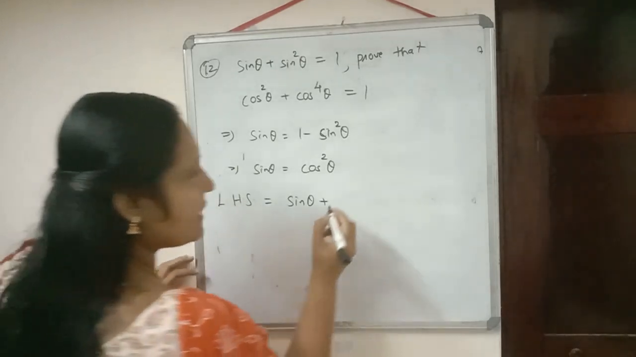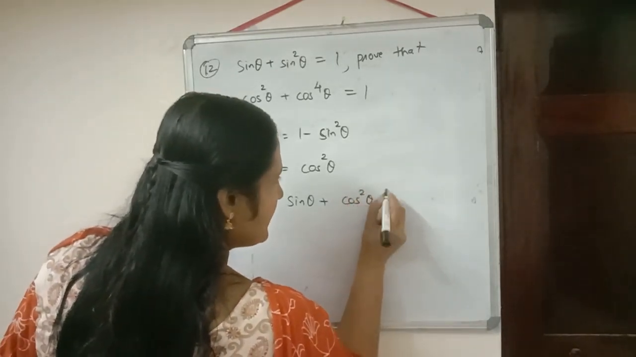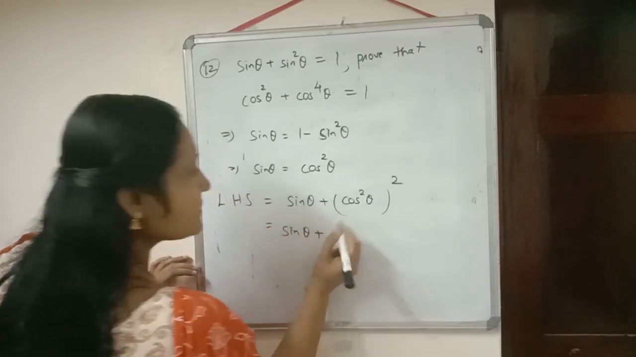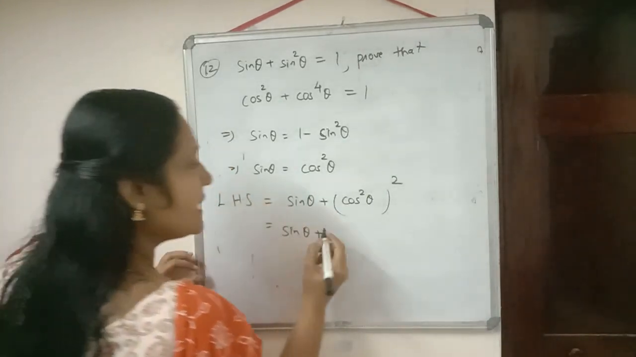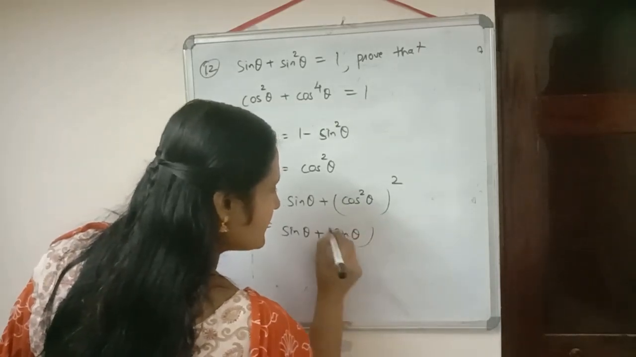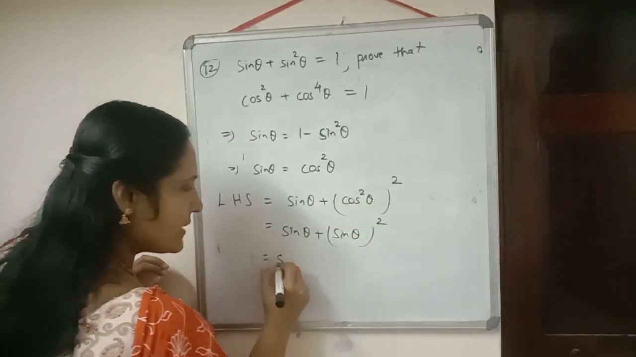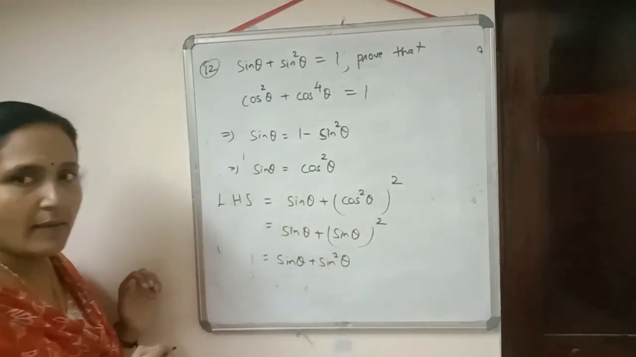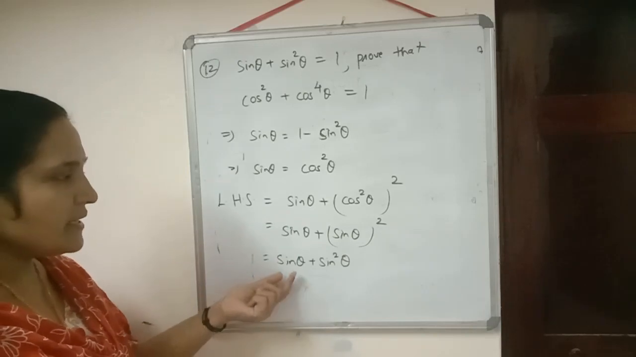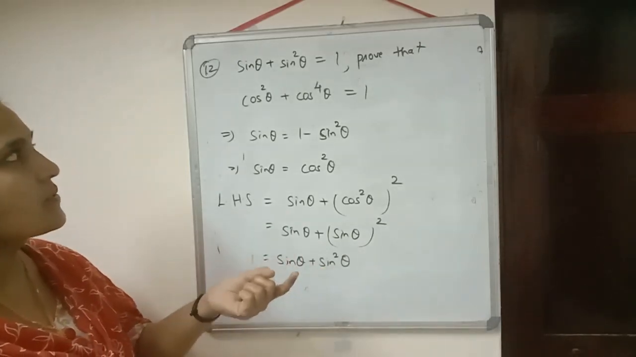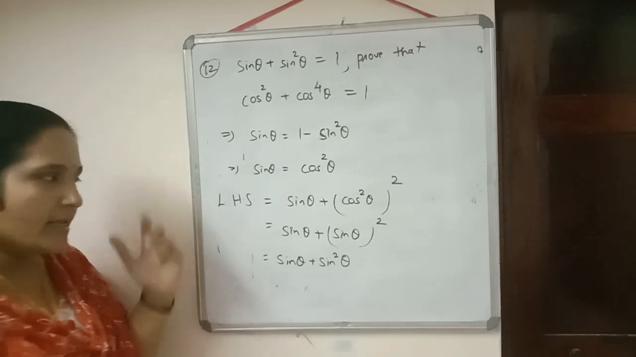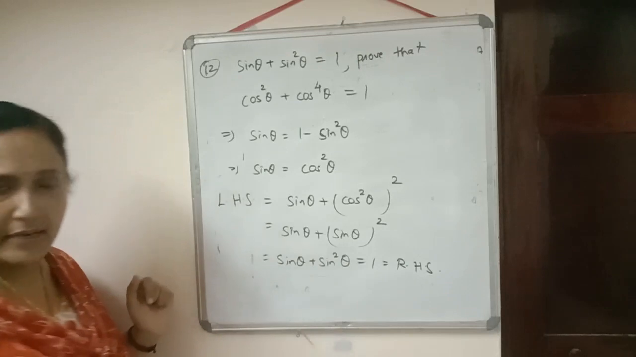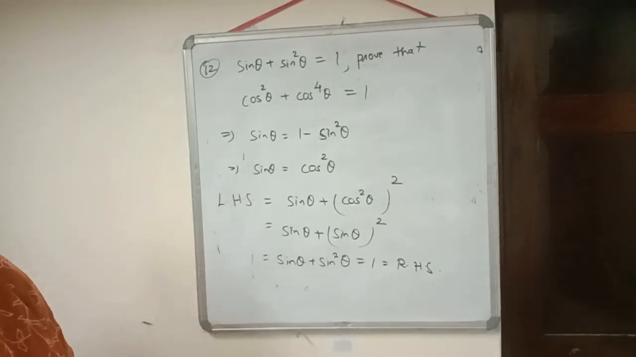Cos raised to 4 theta, how we can rewrite? It can be written as cos square theta the whole square. And what is cos square theta? Cos square theta is sin theta. So we can write here sin theta the whole square. As we know, sin theta the whole square means that is sin square theta. So after simplification, we are getting here sin theta plus sin square theta. And what is the value? Yes, its value is equal to 1, which is equal to our right hand side. I think this question is clear to you.